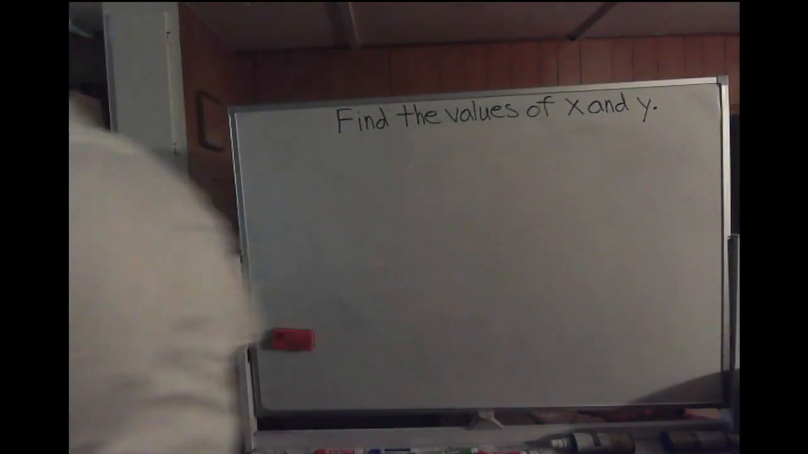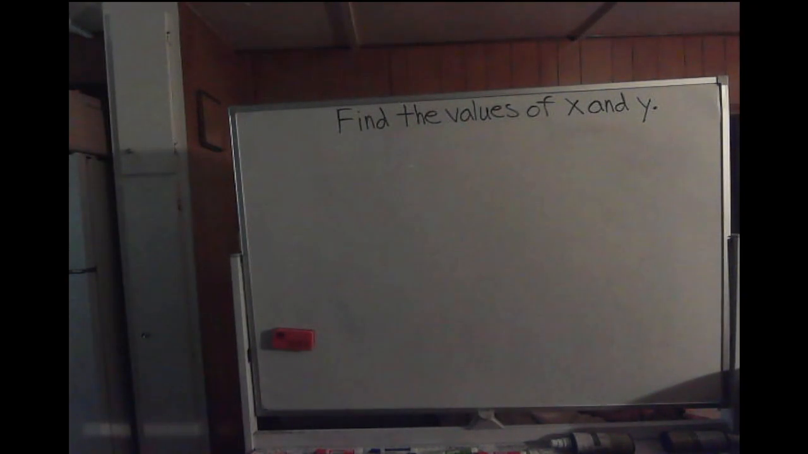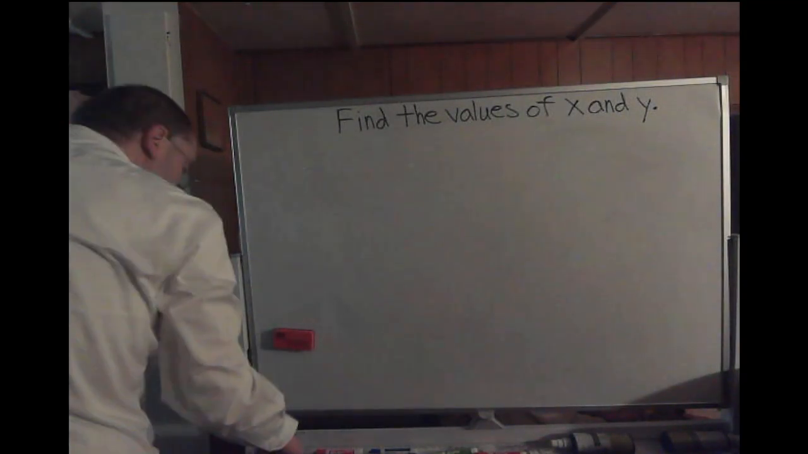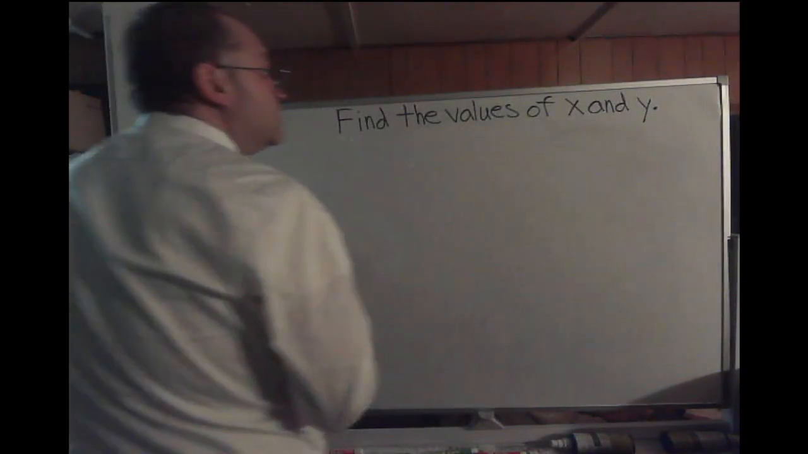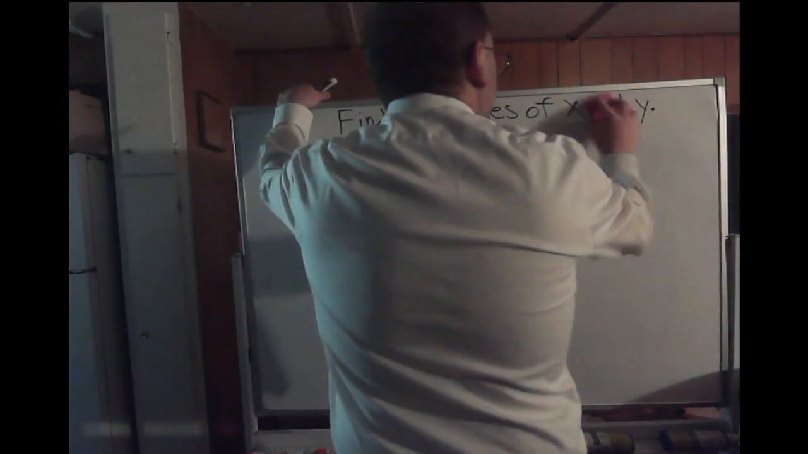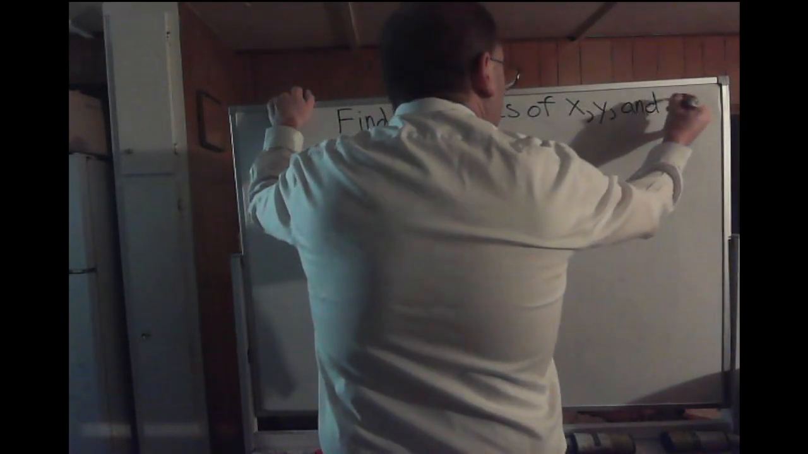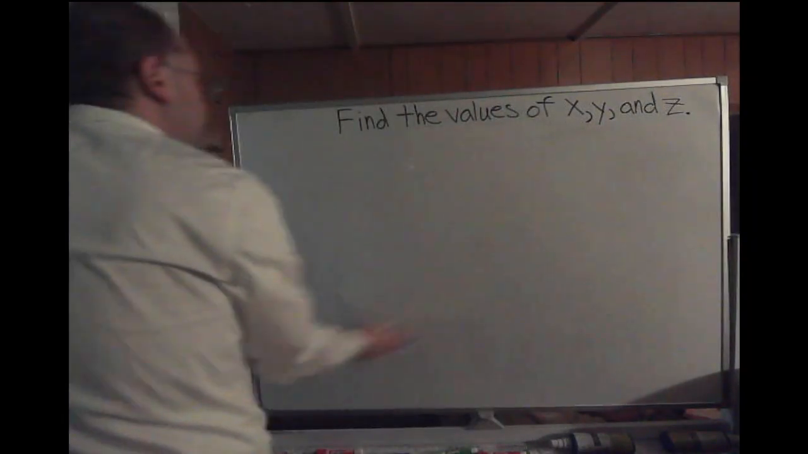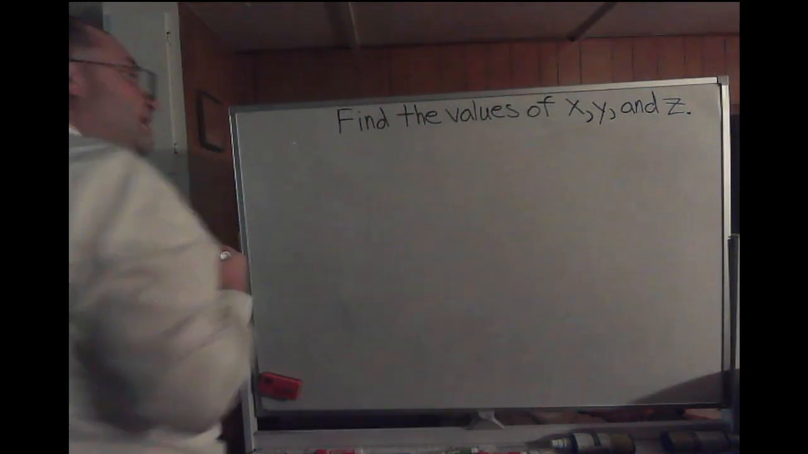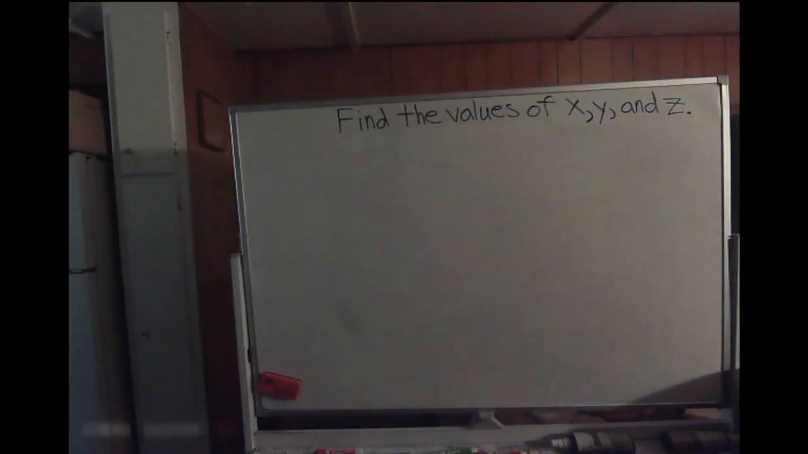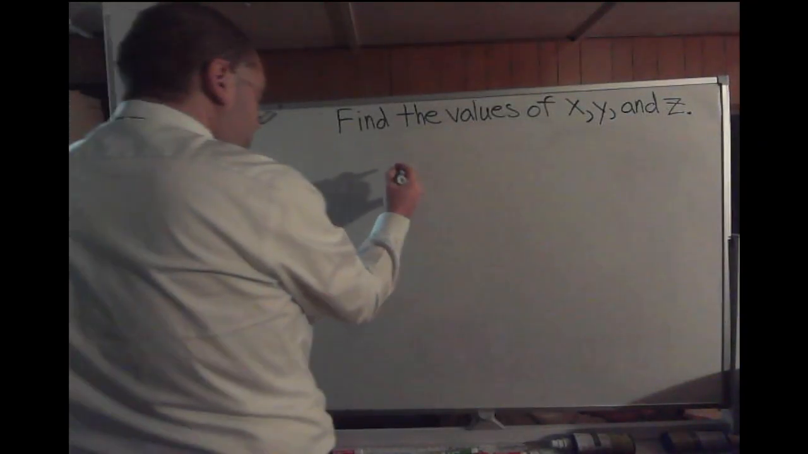Alright, I have 3 more, I mean 5 more, and we're done. Now we're going to introduce a third variable in these ones. So these next 3 exercises, we're going to find the values of x, y, and z. So let's go ahead here. Let me draw this.